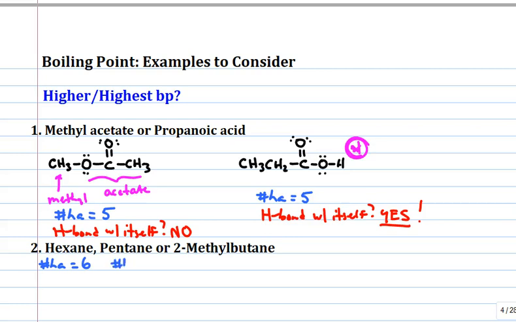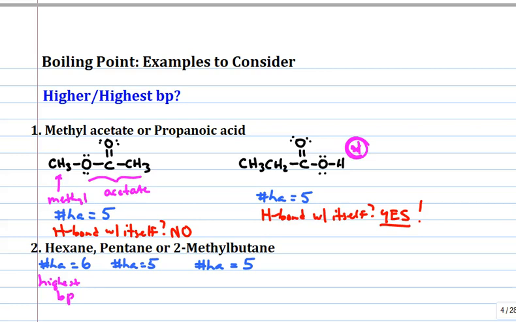What about pentane? The number of heavy atoms equals 5. What about 2-methyl-butane? Be careful. Some people would want to say 4 right away because of butane. But remember, it's 2-methyl-butane. So that would be also 5. So right away, I don't think we have any trouble here saying hexane has the highest boiling point.